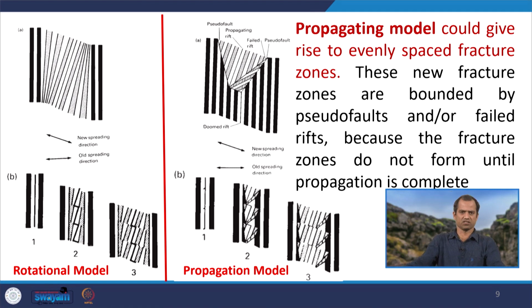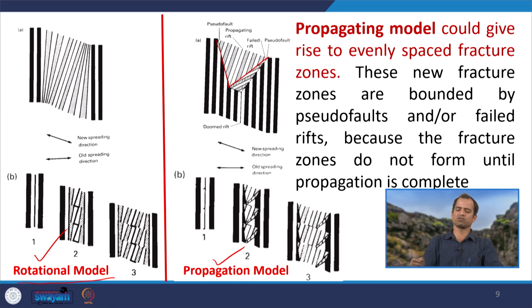Now, we have two models, and we want to define which model is the best fit to this observation in the field. One is called the rotational model, another is called the propagation model. The rotational model simply reorients the ridge without much disruption. However, in the propagation model, the ridge is propagating and part is abandoned and we are creating these shadow faults here. So, this propagating rift is associated with the shadow fault concept. However, this rotational model does not have any such shadow fault concept.